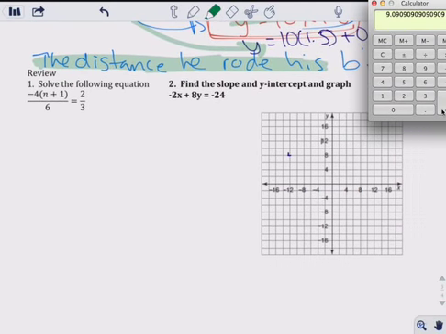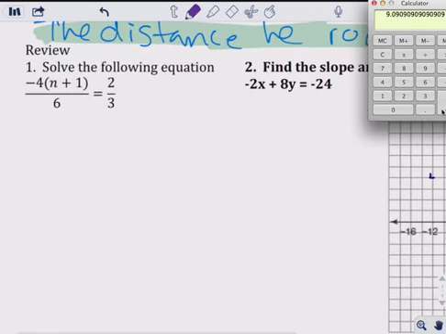Then the review part right here. This problem is hard because of the denominators 6 and 3. Without them, you all can solve this, no problem. So the denominator is messing you up. You have to get rid of it. The least common denominator is 6, so you multiply all of them by 6.